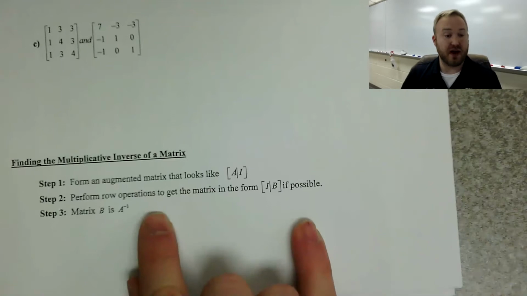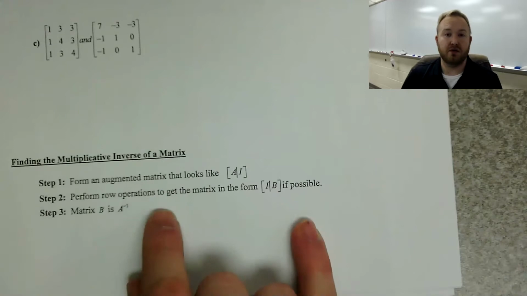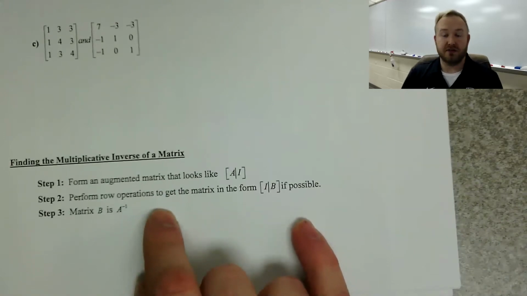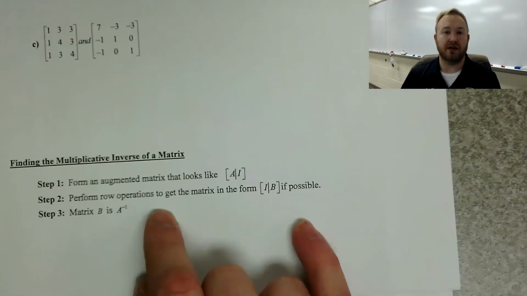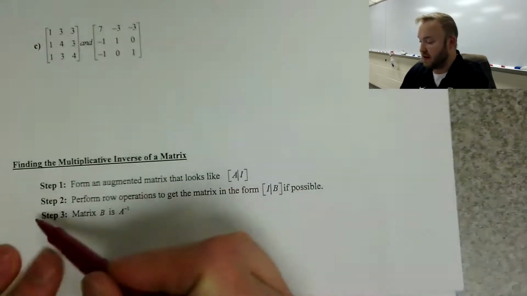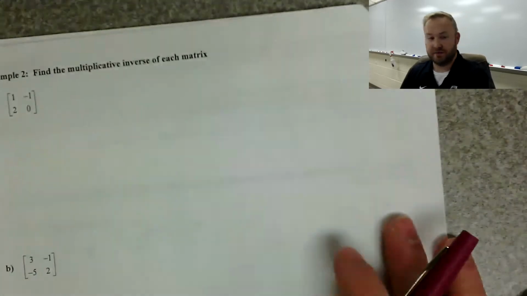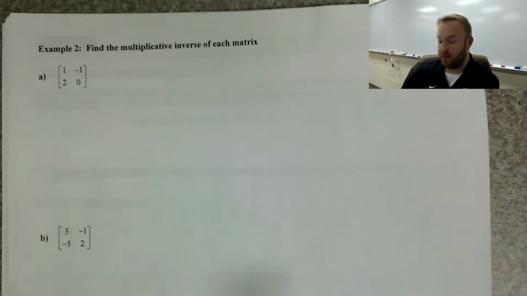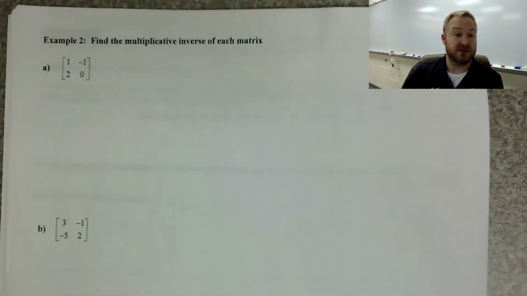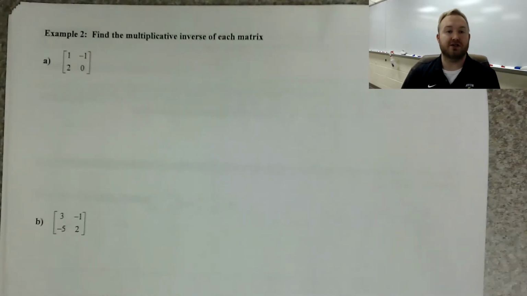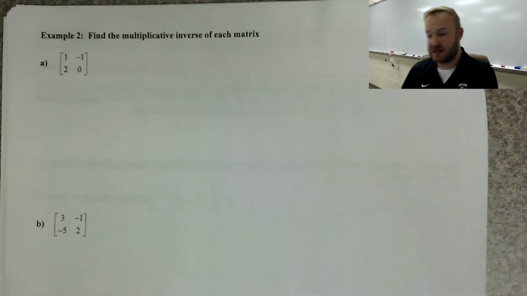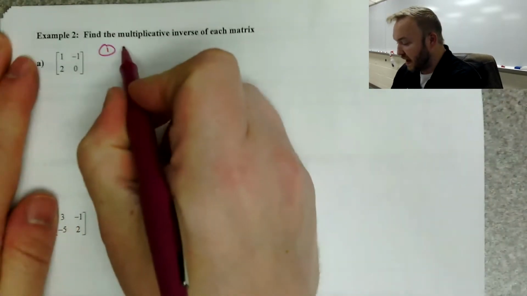Now, there are directions down here at the bottom of this page for how to find the multiplicative inverse of a matrix. And you know what? This method works perfectly well, and it involves augmented matrices and row operations that we've learned how to do. But I'm going to show you an easier way, or a shorter way anyways, to find the multiplicative inverse of a matrix. Okay, so on the next page here, we're going to find the multiplicative inverse of these matrices. And right now we're only worried about 2 by 2 matrices. So here's step one. Step one is find the determinant.